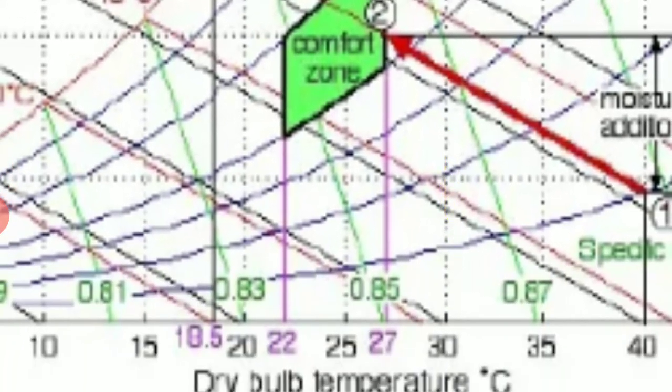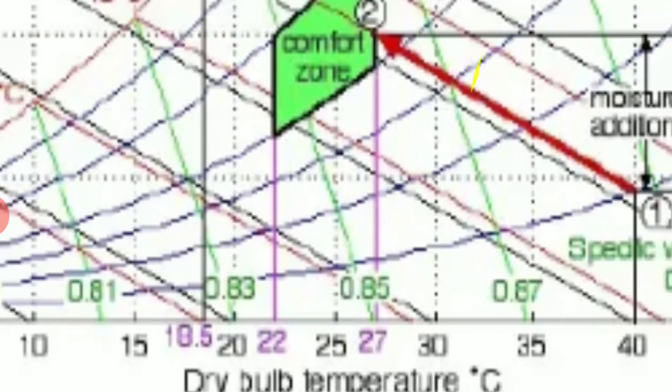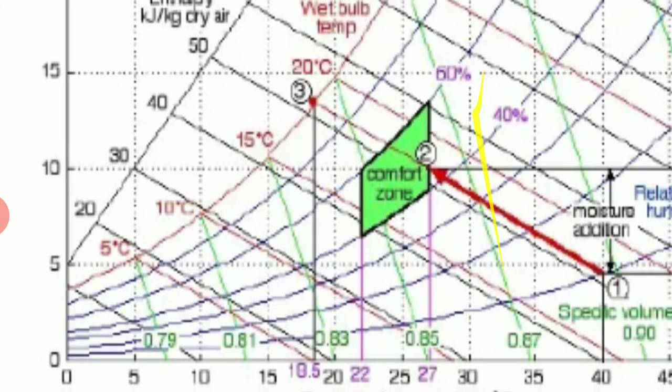If you are not obtaining that value, you can see that value downside. You can see that value is 18.5 degrees Celsius. This is the lowest temperature I can obtain for these conditions. Okay, I'll repeat the problem.